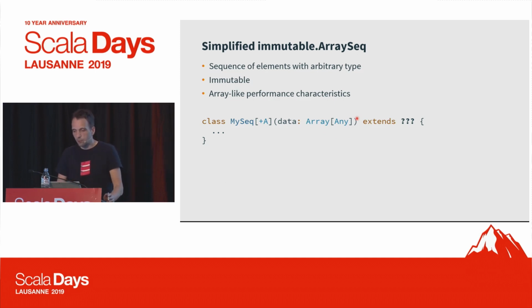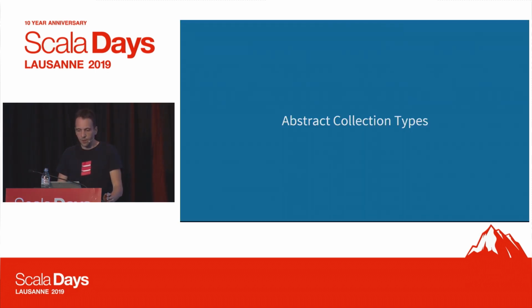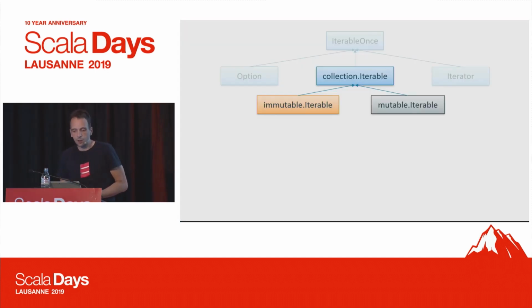So let's see which type we should actually extend here. We have a few different abstract collection types to choose from. At the top level, there is collection.Iterable. That's the basic type of a collection. And it is extended by immutable.Iterable and mutable.Iterable. In general, you do not want to extend a type like collection.Iterable. Always pick the immutable or mutable version depending on which you implement.